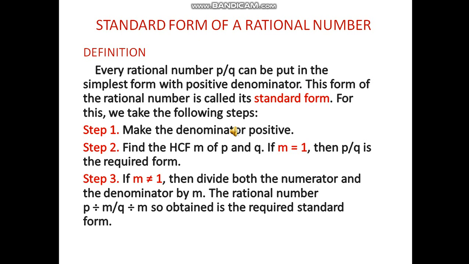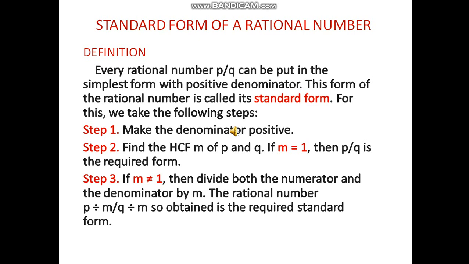For this, we take the following steps. Step number 1, make the denominator positive. You always have to make the denominator positive. Step 2, find the HCF m of p and q. If m is equal to 1, then p by q is the required form. If m is equal to 1, there is no need to convert or put p by q in the simplest form.